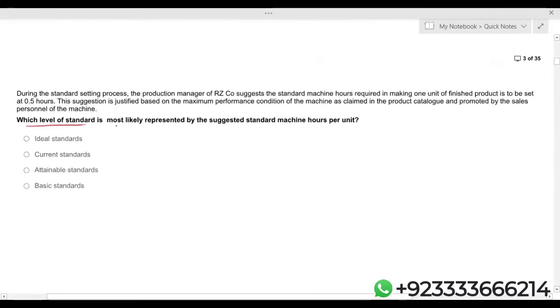Which level of standard is most likely represented by the suggested standard machine hours per unit? During the standard setting process, the production manager of RZ suggested the standard machine hours required in making 1 unit of finished product is to set at 0.5 hours. This suggestion is justified based on maximum performance condition of the machine as claim.